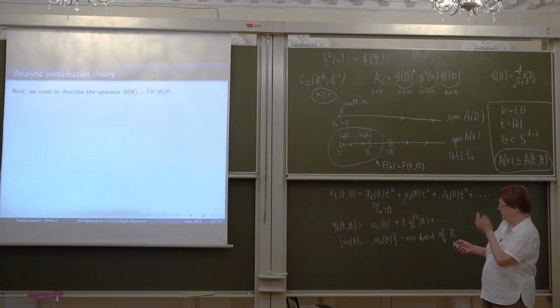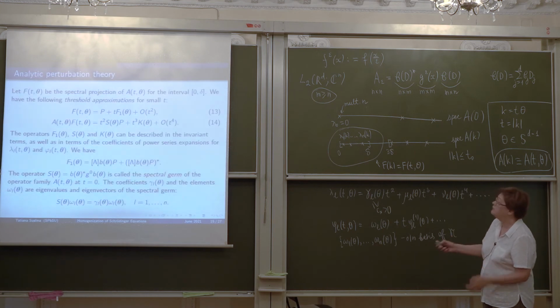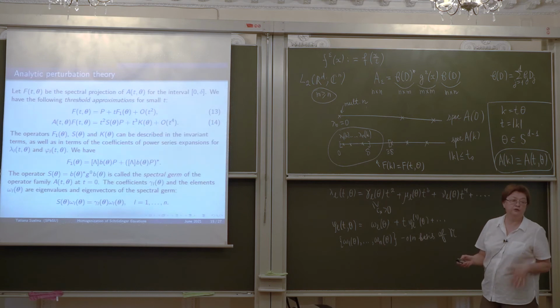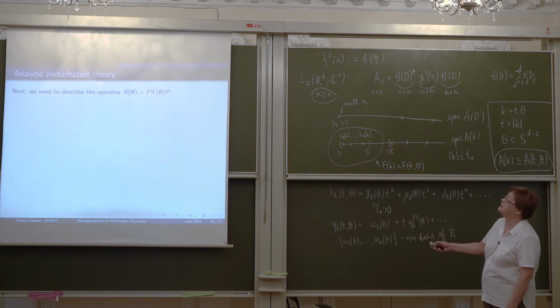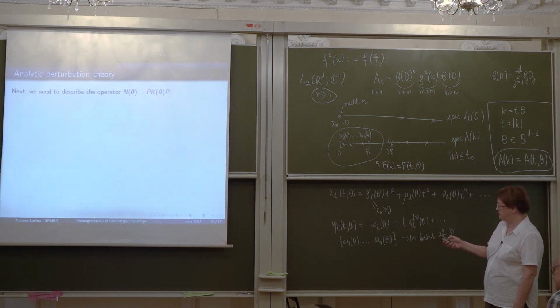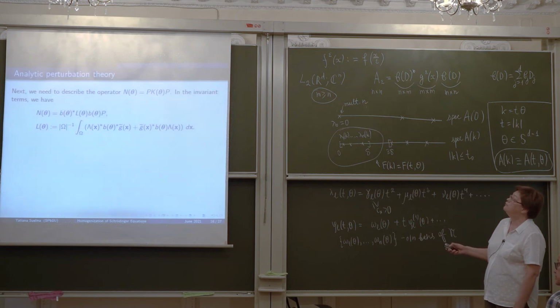Next, the operator k, which is the coefficient of t cubed here. In fact, we do not need k itself, but we need the block of k in the subspace of constants. That is the operator n, which is k multiplied by the projection p from both sides. For this n, we have the following invariant representation.